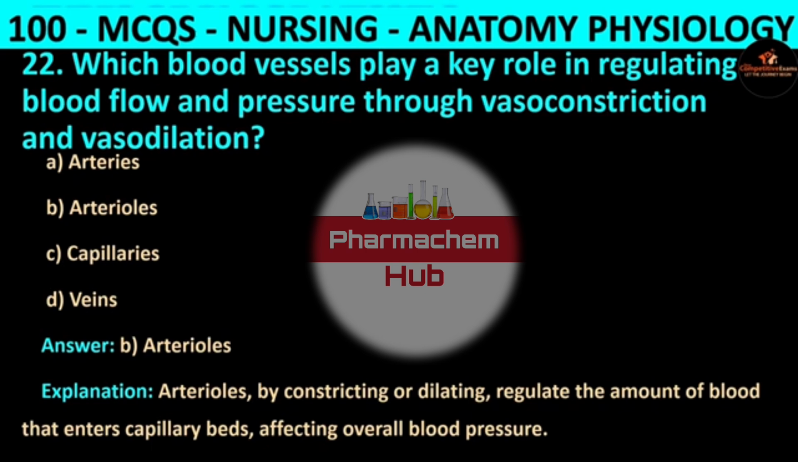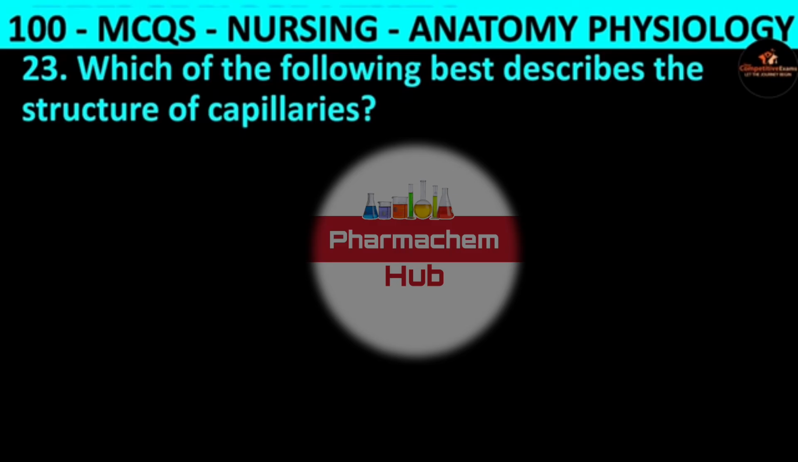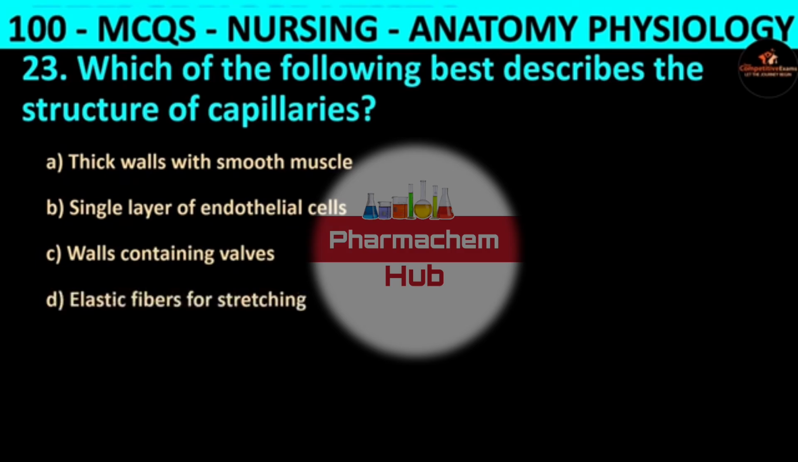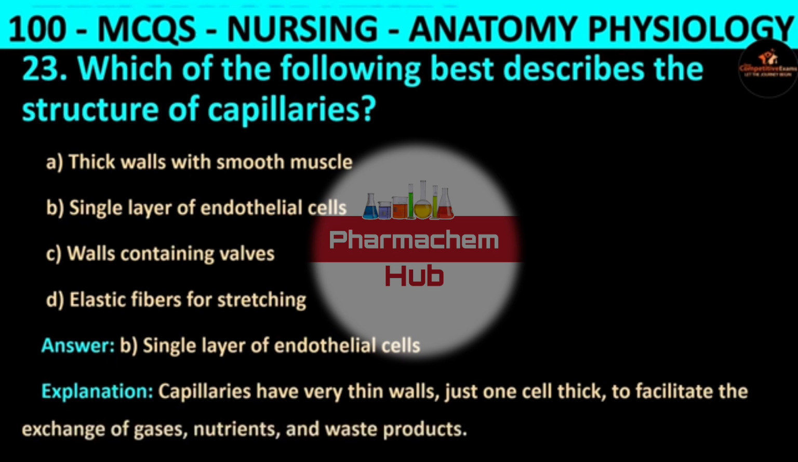Question number 23. Which of the following best describes the structure of capillaries? The options are thick walls with smooth muscle, single layer of endothelial cells, walls containing valves, or elastic fibers for stretching. The correct answer is B, that is single layer of endothelial cells. Capillaries have very thin walls, just one cell thick, to facilitate the exchange of gases, nutrients, and waste products.